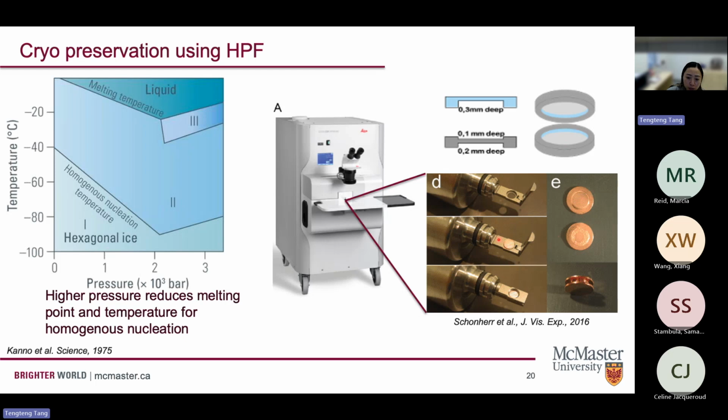And then you put the planchette into this plastic carrier, and then you will need to push the entire carrier into this high pressure freezing machine. So the machine will instantly freeze your sample at very high speed, but also add the 2000 bar pressure, and the sample will be collected into the liquid nitrogen dewar on the side, where you can collect it.